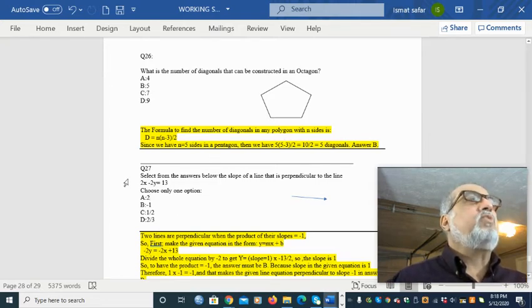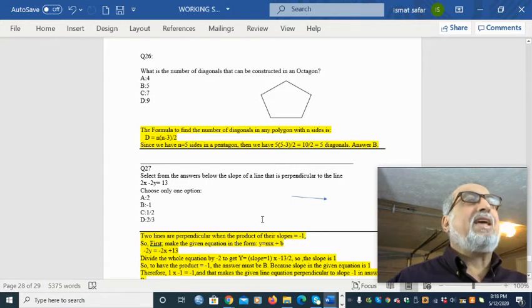Okay, question 27. Select from the answers below the slope of a line that is perpendicular to the line 2x minus 2y equals 13. Choose only one option, A, B, C, or D. A is 2, B is -1, C is half, and D is 2/3.